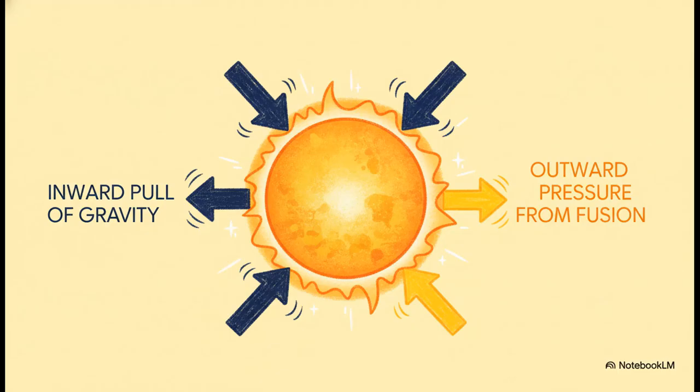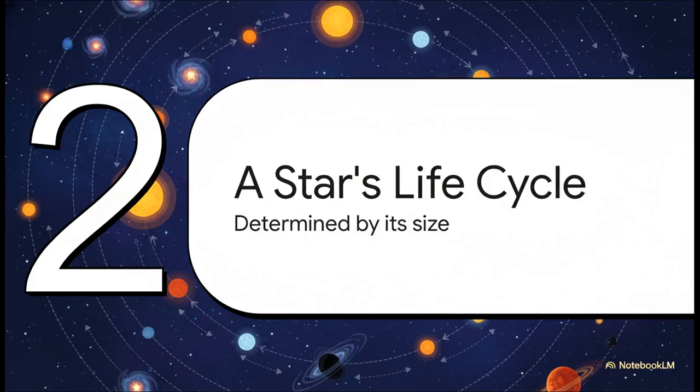Now, this leads to a really crucial idea. For billions of years, a star like our sun is in this perfect state of balance. You've got gravity, which is constantly trying to crush the star inwards. But at the same time, you've got this colossal energy from fusion pushing outwards. It's like a cosmic tug of war, and as long as those two forces are perfectly matched, you have a stable, main sequence star. So a star is born, but what happens next?